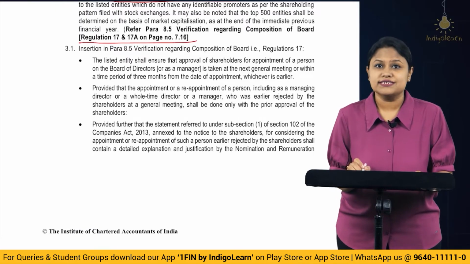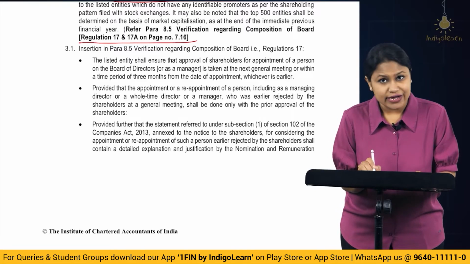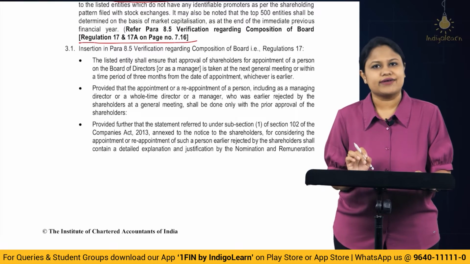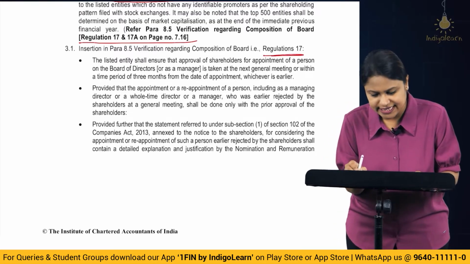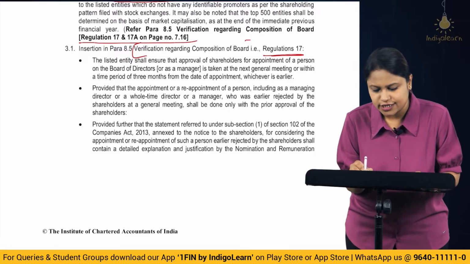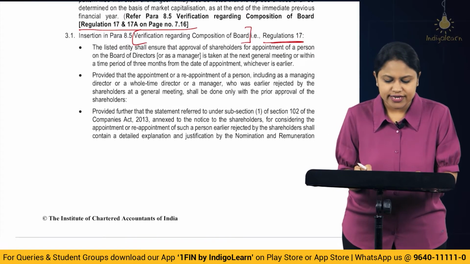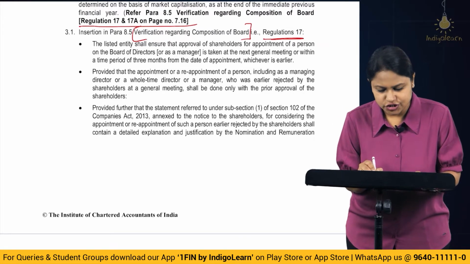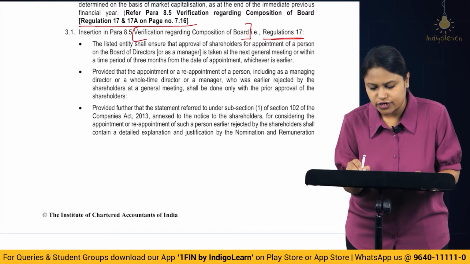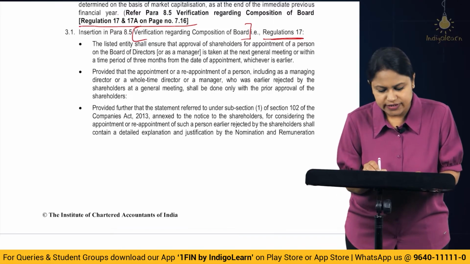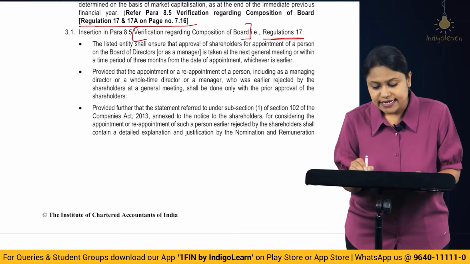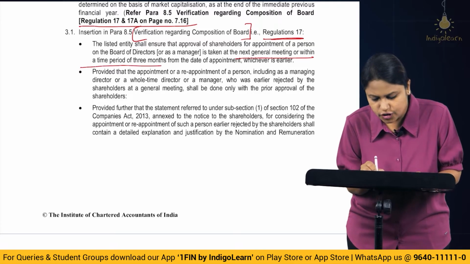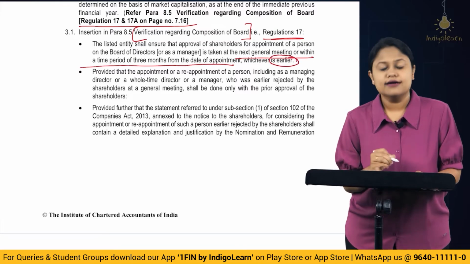So they come up with the new insertions, correct? So they removed one, but they have added 3 extra pointers. Okay? So which are the three things that they have added with respect to regulation 17, that is verification regarding the composition of the board of directors. Okay, so let us see what they have written. First, the listed entity shall ensure that the approval of the shareholder for appointment of a person on the board of directors or as a manager is taken at the next general meeting or within a time period of 3 months from the date of appointment, whichever is earlier.